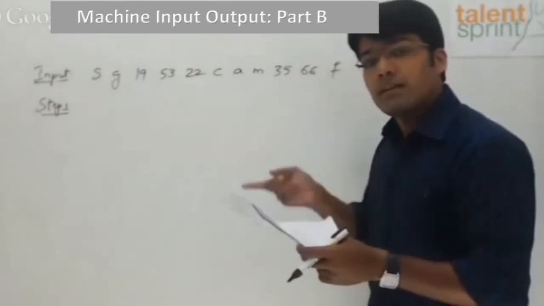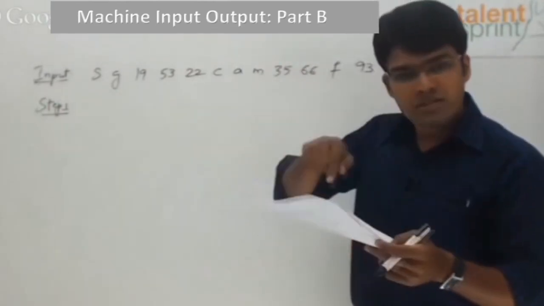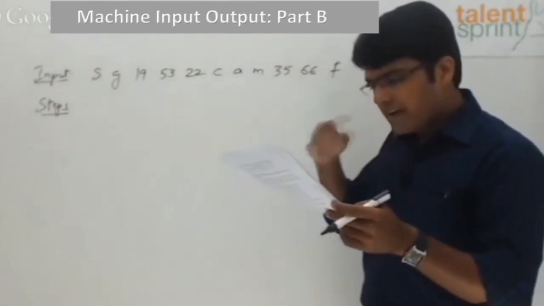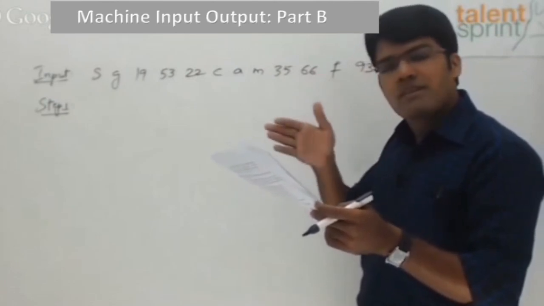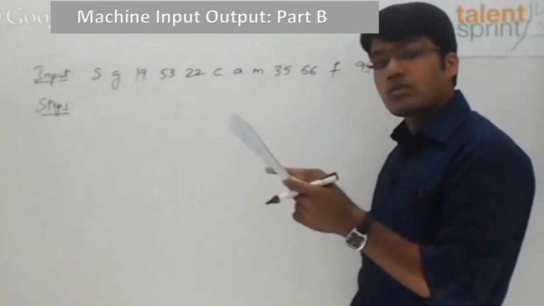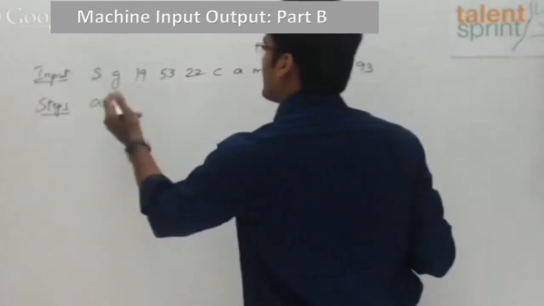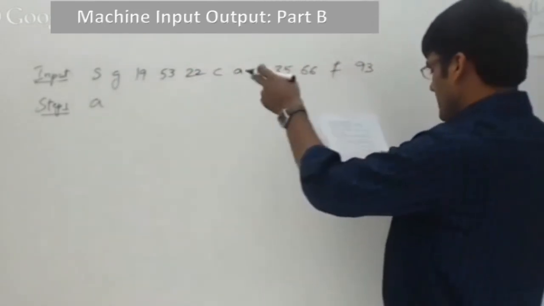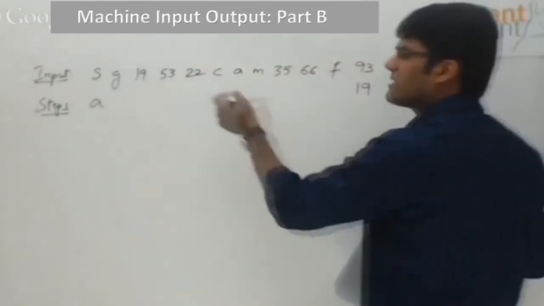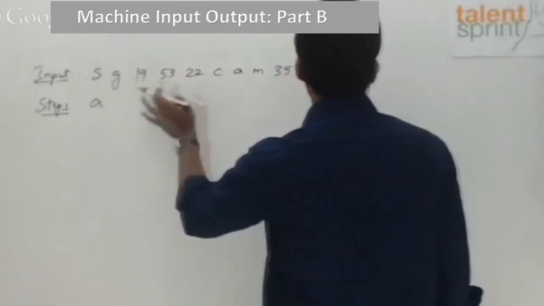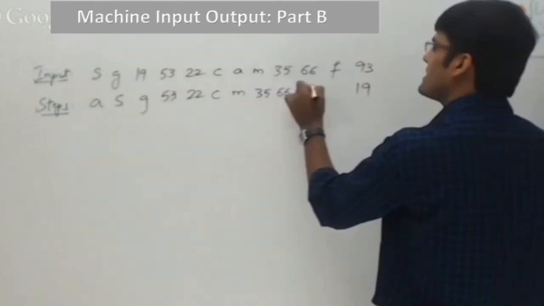Now step 1. Understand what we do in step 1. Move 1 word and 1 number. Word towards the right, word towards the left, and number towards the right. All the words have to be in alphabetical order. Numbers have to be in reverse alphabetical order. So the first word as per alphabetical order, which will that be? I think A. A will come here, and the smallest number. What's the smallest number here? 19. So take 19 here. Now just arrange the remaining things. So A and 19 have to be skipped while copying. So SG 19 is skipped. 53 22 C, A is skipped. M 35 66 F 93.